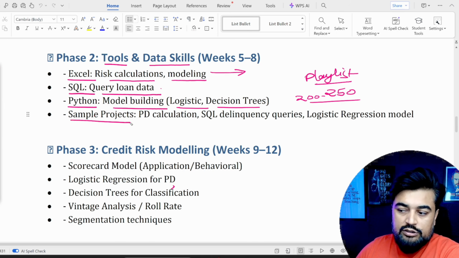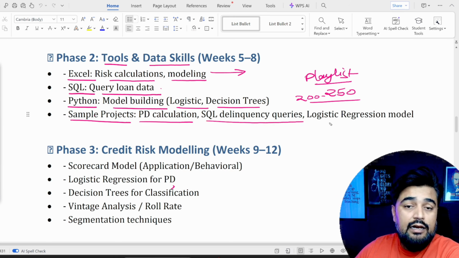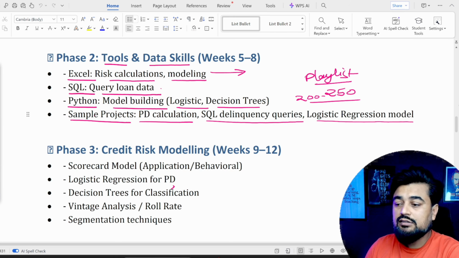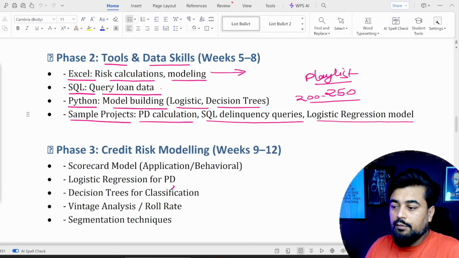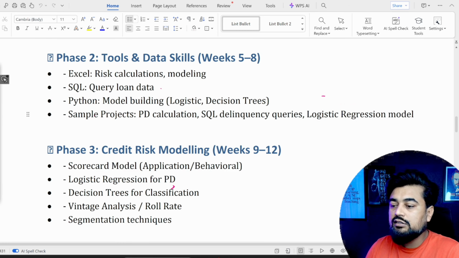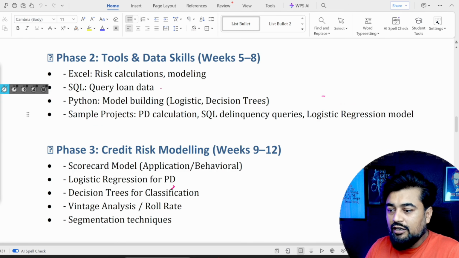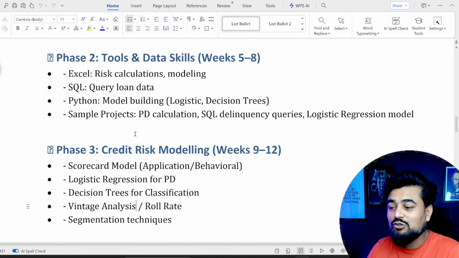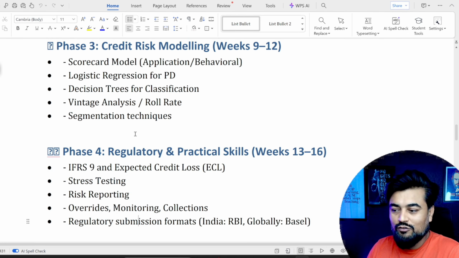Now sample projects you need to create in phase number 2, like PD calculations, SQL delinquency queries, you need to write that, take help online, and then a logistic regression model, because this is the most common model used, okay, because we always have a dependent and independent variable. So logistic regression is highly used in such areas, and let me tell you, in the real world, in banks, logistic regression is used 80 to 90% of the time in most of the teams.